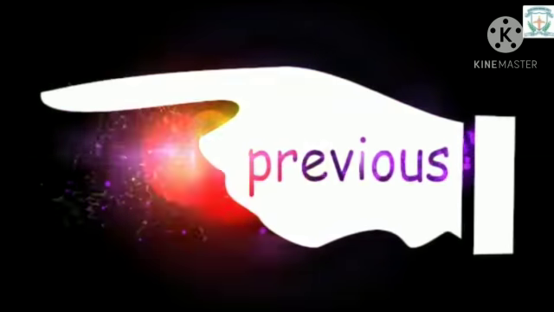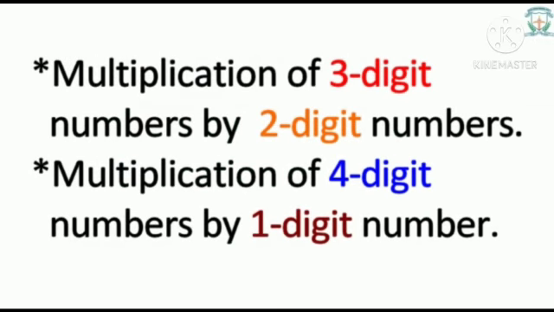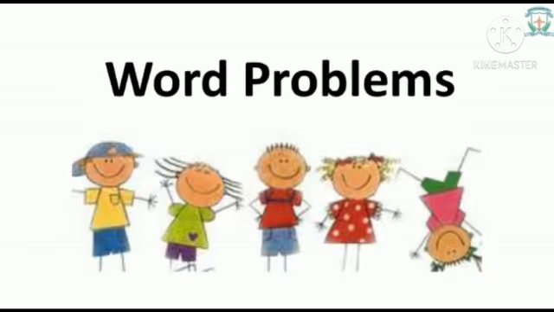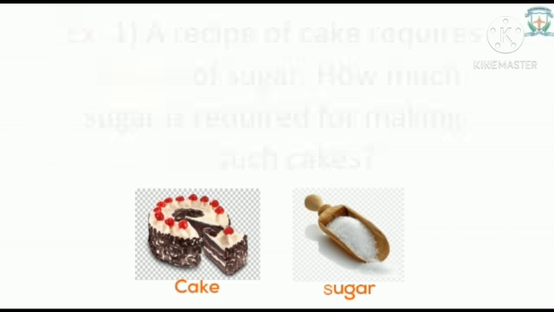Let us recall what was taught in the previous video. We learned multiplication of 3-digit numbers by 2-digit numbers, and multiplication of 4-digit numbers by a 1-digit number. Today's concepts are word problems and estimating the products. Let us take up the first concept, word problems.